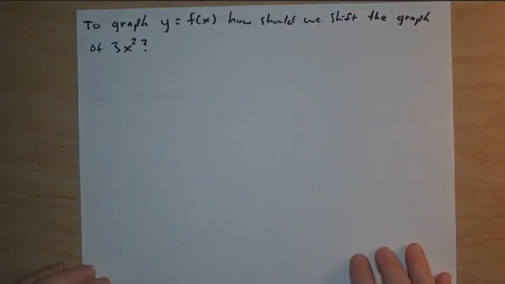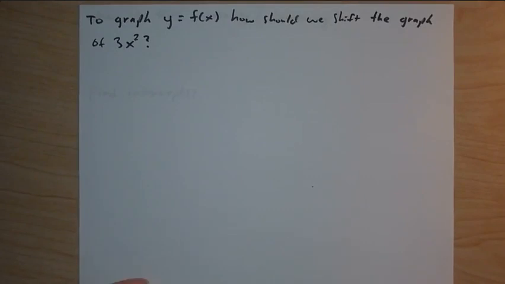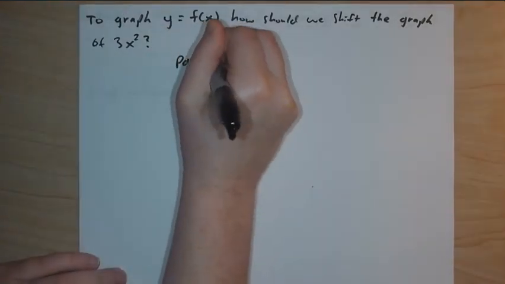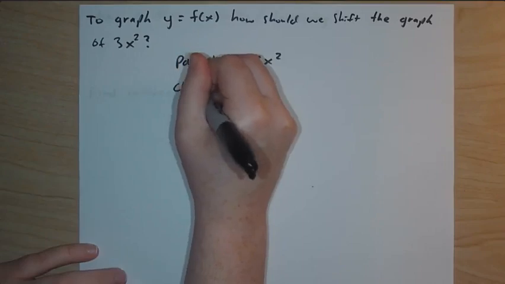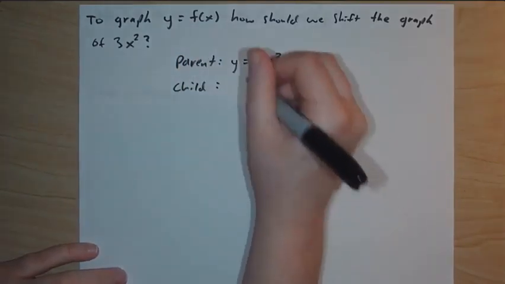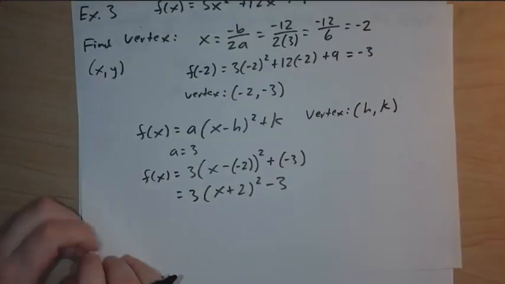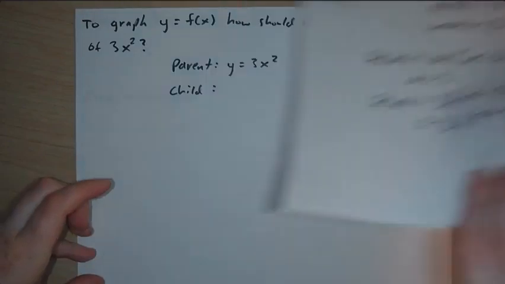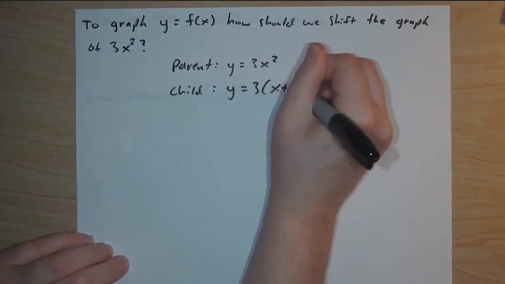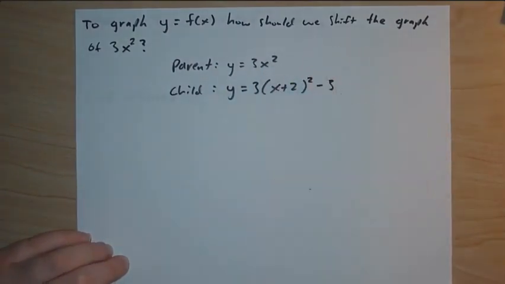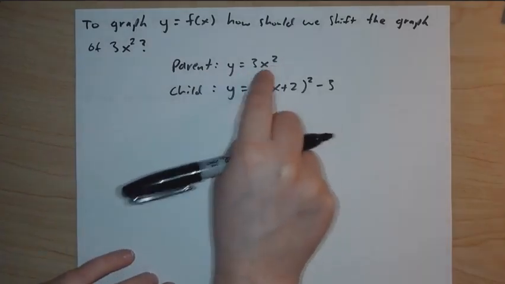Moving on. We have a little question here. To graph y is equal to f of x, how should we shift the graph of 3x squared? This is essentially asking, if we have the parent graph of y is equal to 3x squared, how do we get our child, which is the graph we are technically caring about, which is back to when we put it into shifted form, which is y is equal to 3 times x plus 2 squared minus 3. So it's asking how would we move our parent graph to get our child graph.